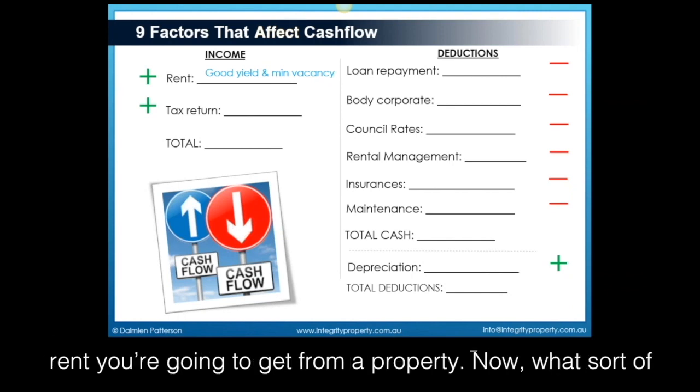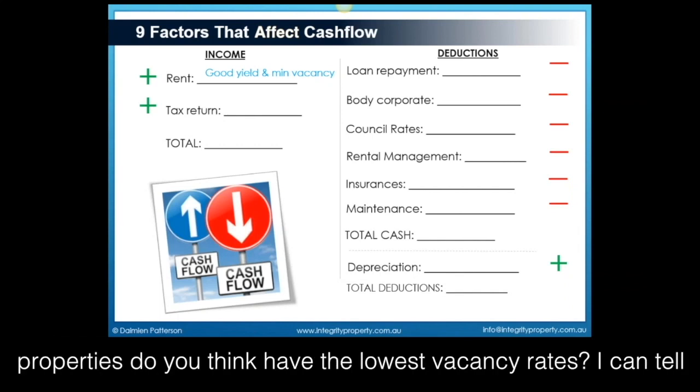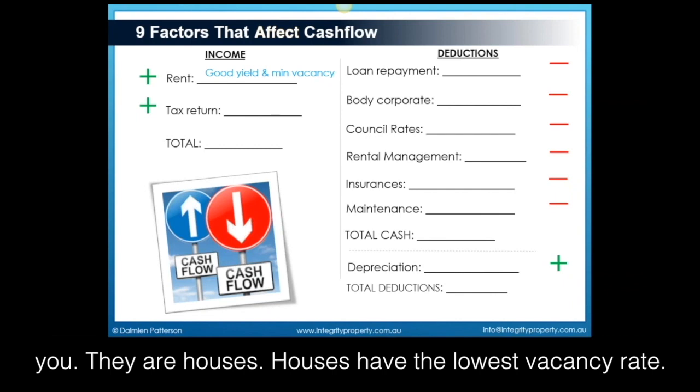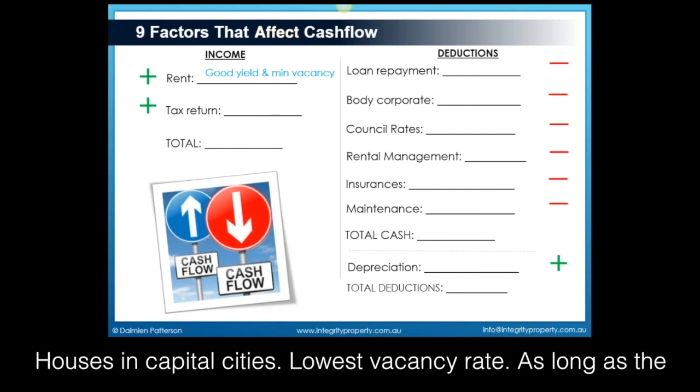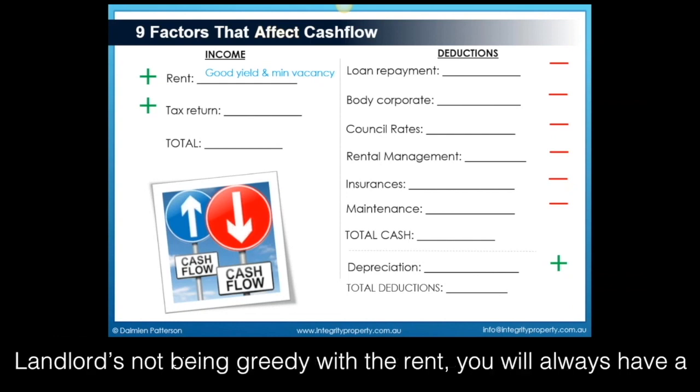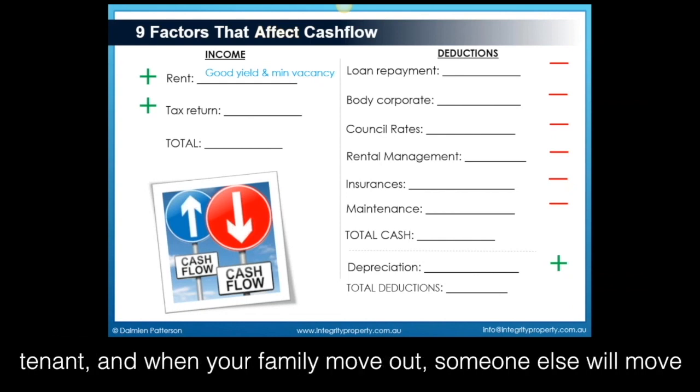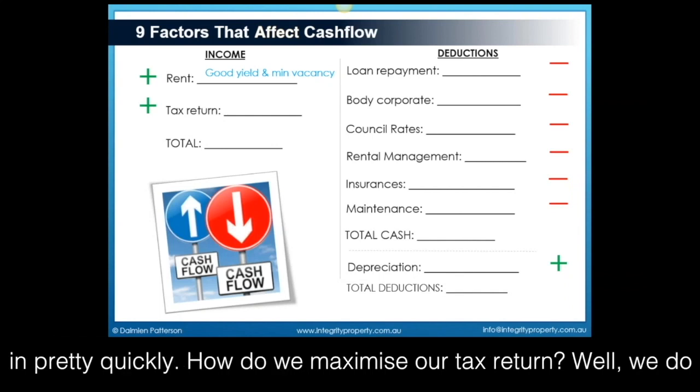Okay, so vacancy is part of the total equation when you're calculating what rent you're going to get for a property. Now, what sort of properties do you think have the lowest vacancy rates? I can tell you, they are houses. Houses have the lowest vacancy rate. Houses in capital cities, lowest vacancy rate. As long as the landlord's not being greedy with the rent, you will always have a tenant, and when your family move out, someone else will move in pretty quickly.